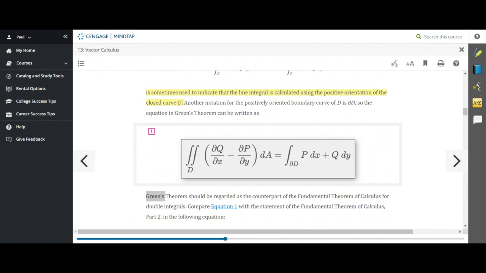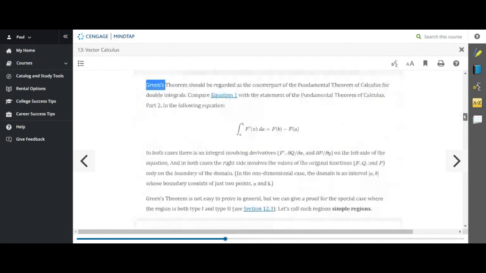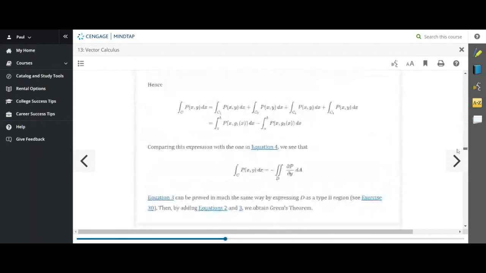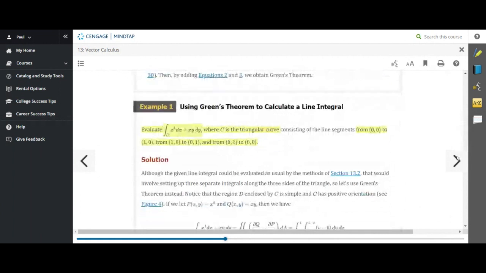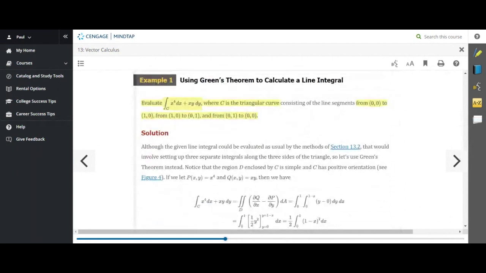Okay, so let's look at Green's theorem here in an example. And you can look at the proof. So in example 1, they want you to compute this line integral where C is a triangular curve consisting of line segments from 0, 0 to 1, 0, and then a line segment from 1, 0 to 0, 1, and then a line segment from 0, 1 to 0, 0.